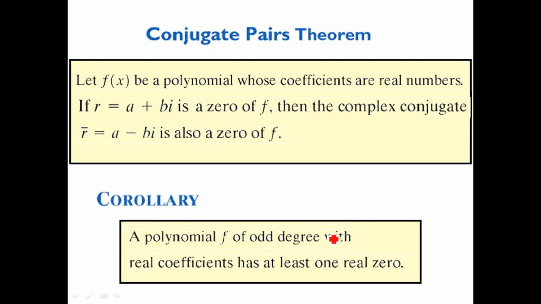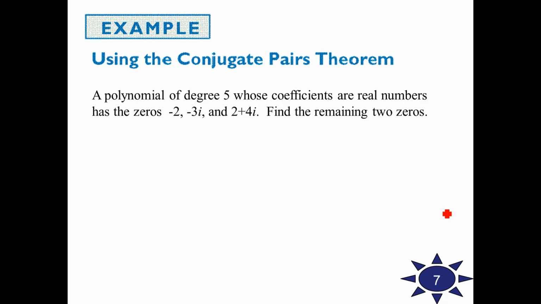A polynomial f of odd degree with real coefficients has at least one real zero. So since imaginaries come in pairs, if you have an odd degree, you better have one real and two imaginary. Or you could have three real, right? But you can't have two real and one imaginary because imaginaries have to come in pairs. All right, so let's use this to solve some problems.